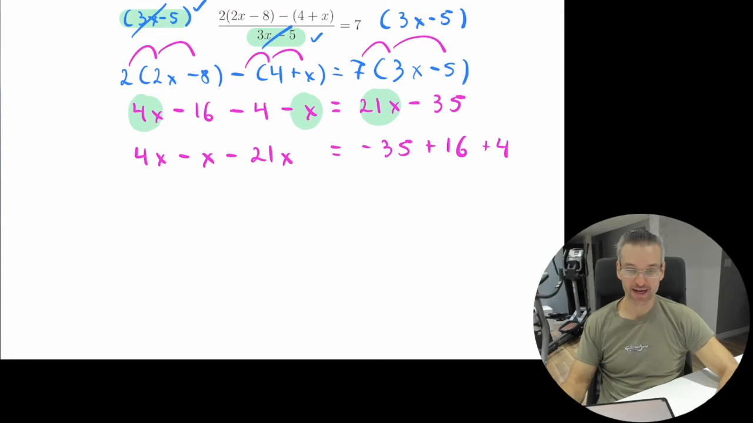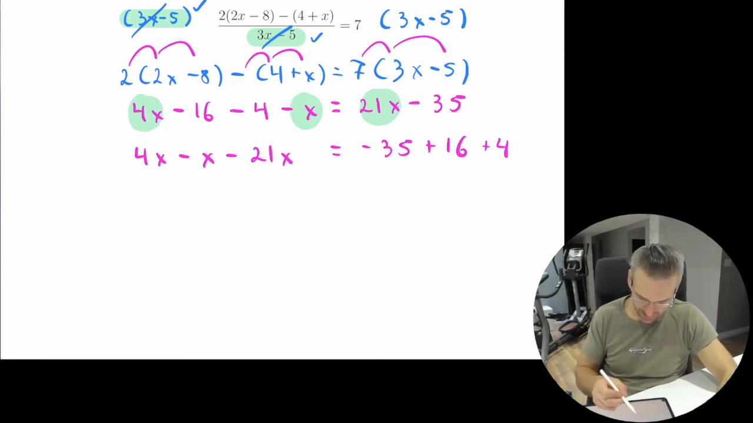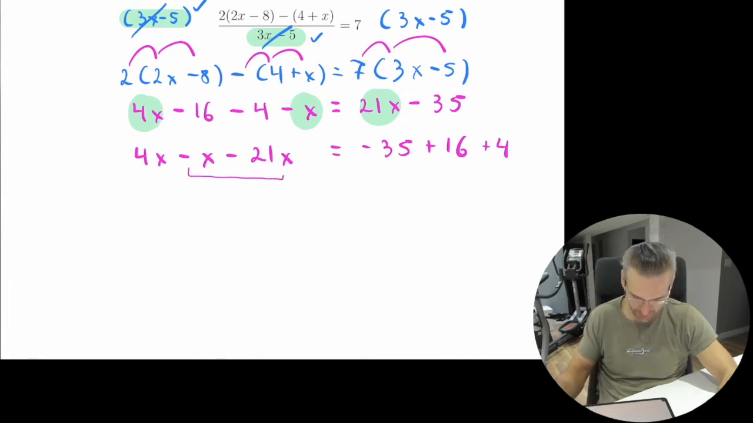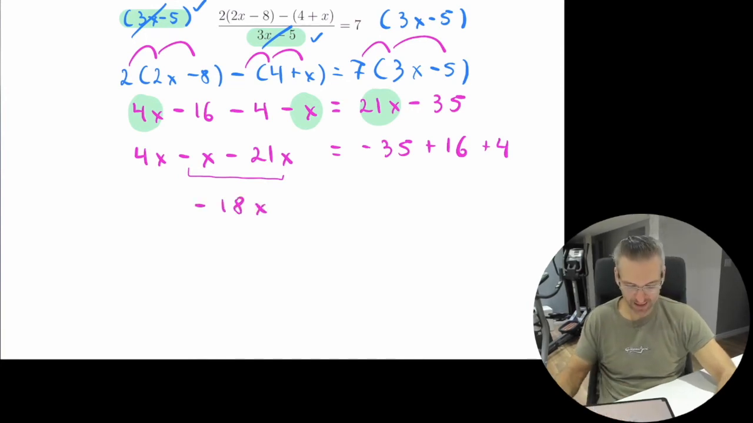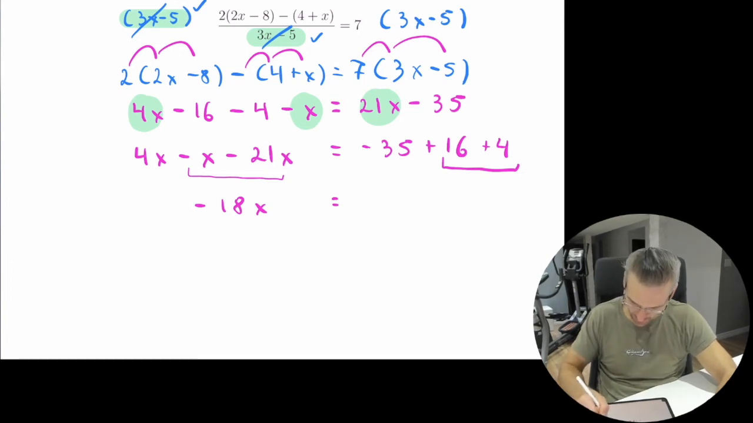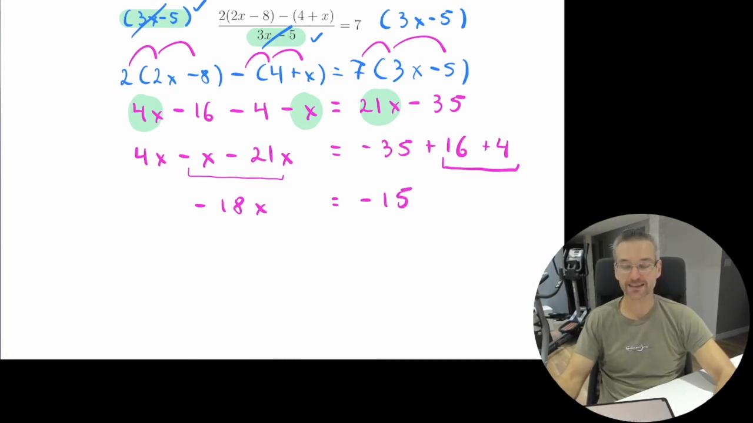Now I can add and subtract everything that's needed. And we have, so negative, that's these two right here. Those are both negative, and then a positive. So that's going to give us negative 18 in total. So 4 minus 1 is 3. 3 minus 21 is negative 18. On the right-hand side, we have, well, this is 16 plus 4. So that is actually 20. And when you're adding that to negative 35, you're going to see this is negative 15.